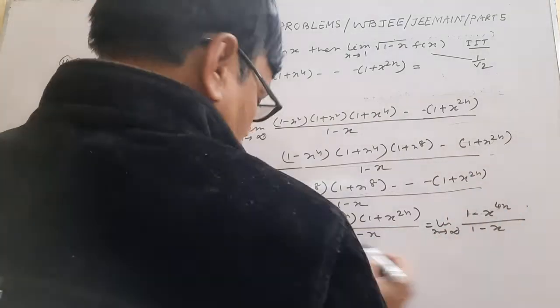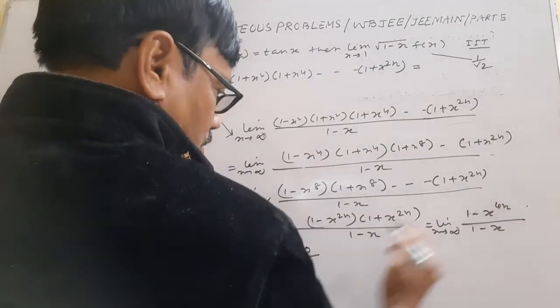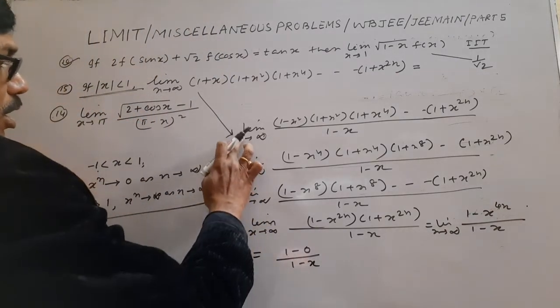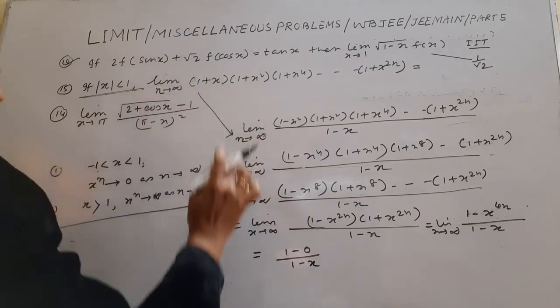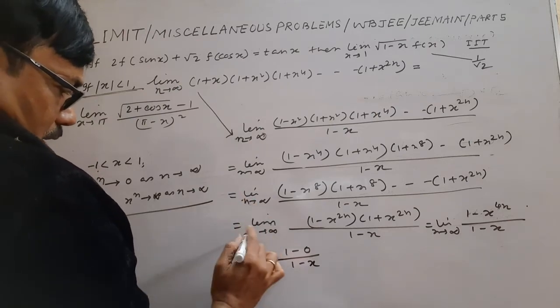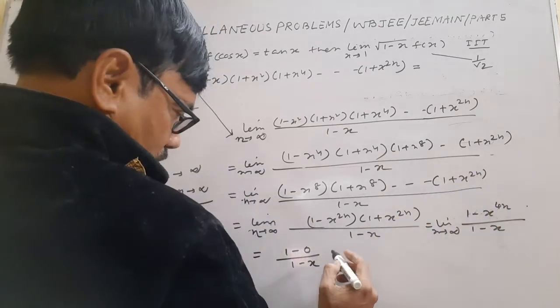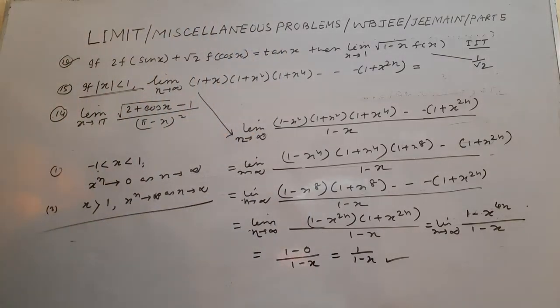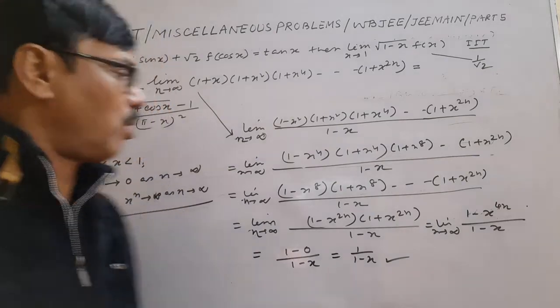So using this result, we get 1 minus 0, so this is 0, and this is also 1 minus x. So look, this is n tends to infinity, sorry, this one is n. n tends to infinity, not x. So x to the power n tends to 0. So x to the power 4n tends to 0. So 1 by 1 minus x. So this restriction is important. So this is also a very simple problem.